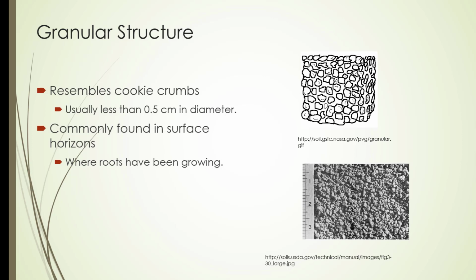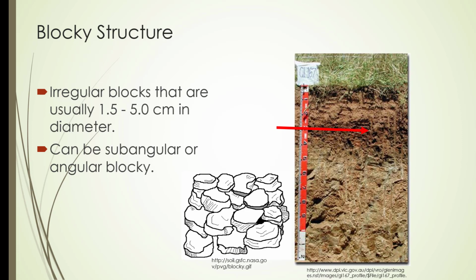Granular structure resembles cookie crumbs. It's usually less than 0.5 centimeters in diameter. This is commonly found in surface horizons, and we'll talk about horizons as we talk about soil classification, but this is basically where the roots have been growing. Blocky structure, these are irregular blocks that are usually 1.5 to 5 centimeters in diameter. They can be subangular or angular blocky, and those are going to be a little bit lower in the soil.